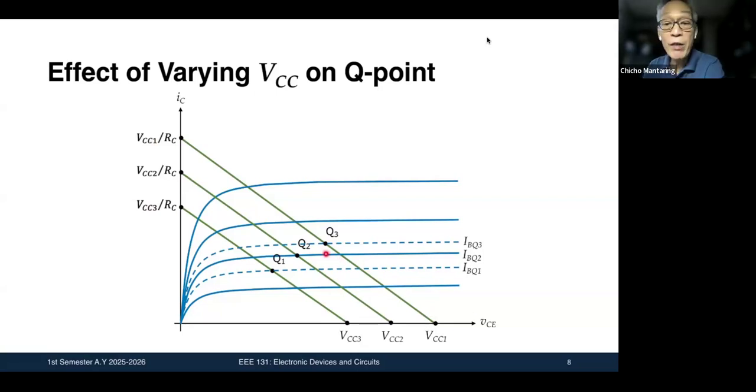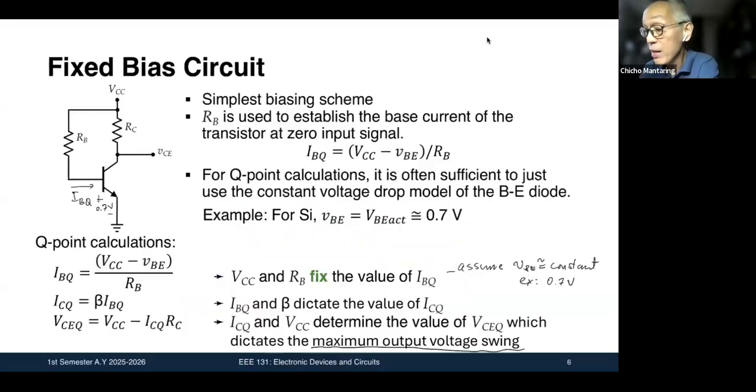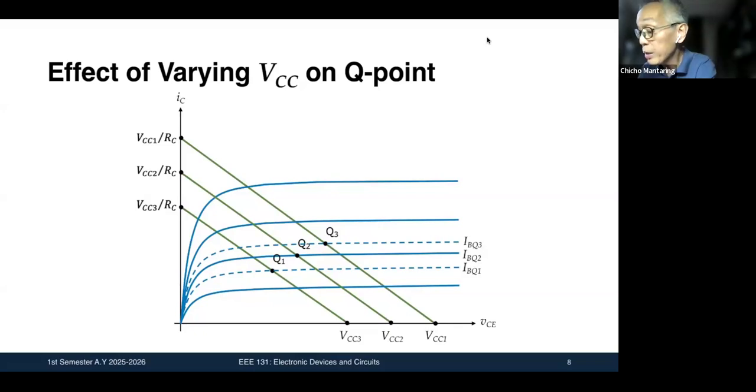Now, when we increase VCC, we also inadvertently increase IB. Because of this loop, when I increase VCC, I will also increase IB. That's what it's showing here. If this is my original Q point and I decrease VCC, my IB will decrease. If this is my original Q point and I increase VCC, my IB will increase.